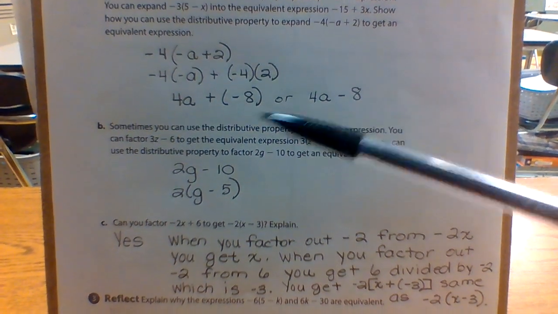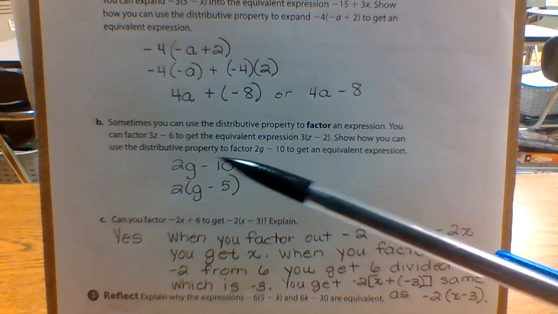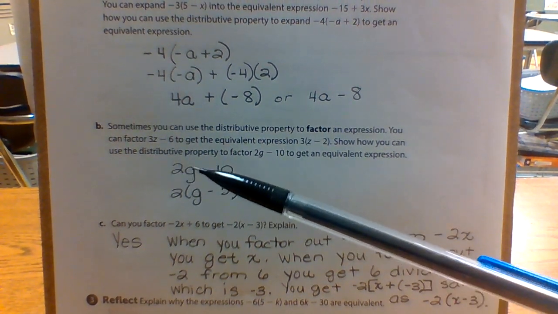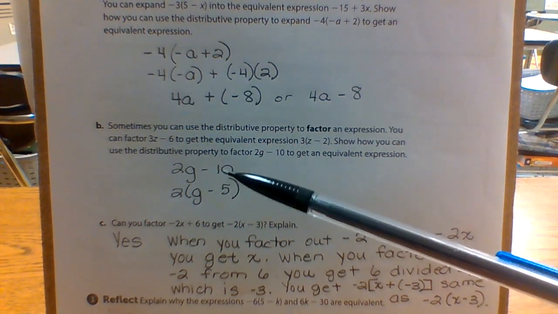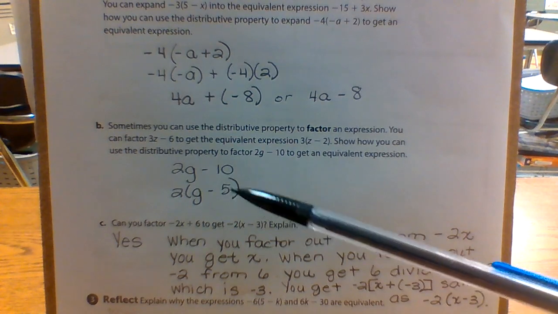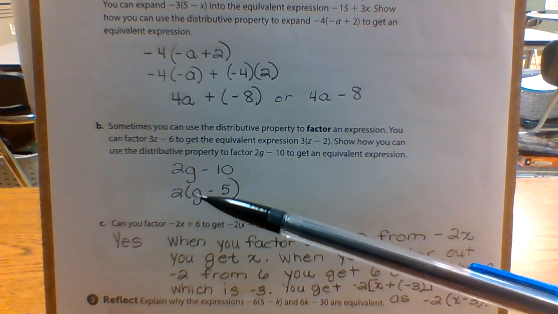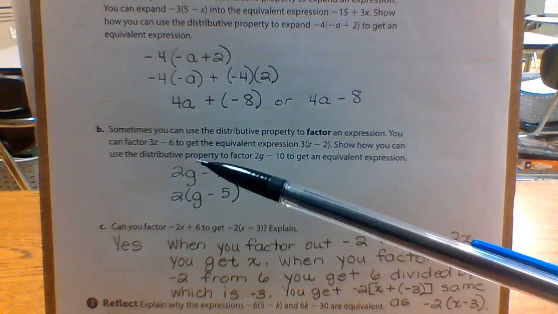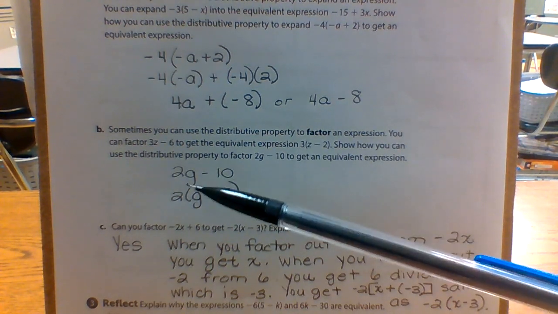Okay, back to this problem here. We have 2g minus 10. So 2, and what can multiply? You're thinking about what can you multiply to 2 to get to 10? Well, it would be 5. And 2 times g, you're not going to put 2 inside again. So 2 times g gives you that 2g. 2 times the 5 gives you 10. So you have factored.